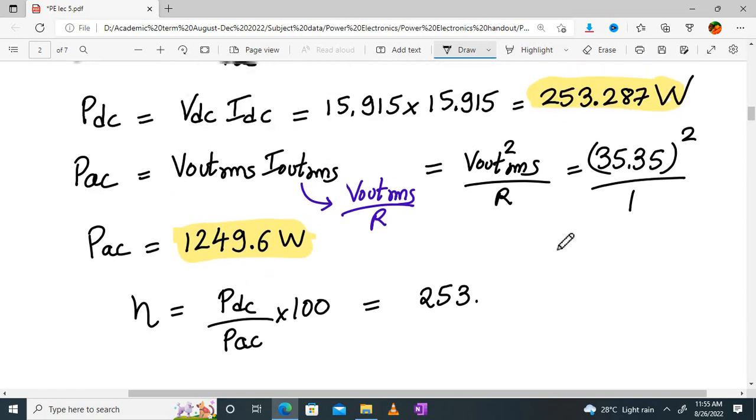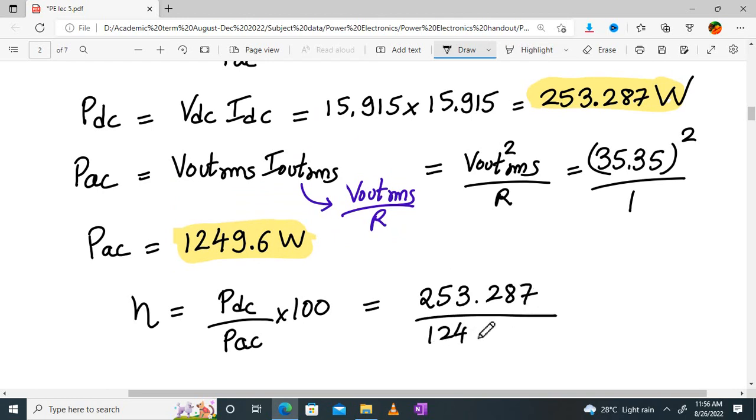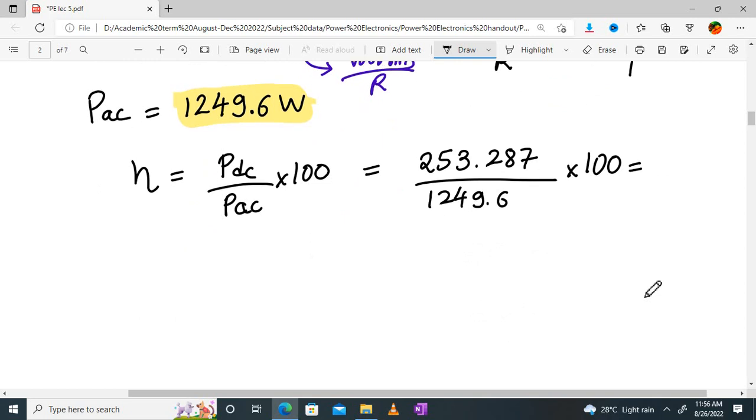253 divided by 1249.6 into 100. Write it down please, write along. How much is this? Efficiency will be between 0 to 100. If we get anything above 100, that is wrong. 20.6. Okay? So that's the rectification efficiency.